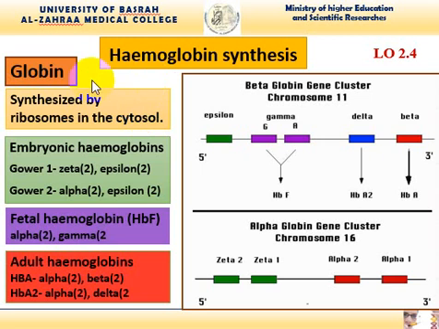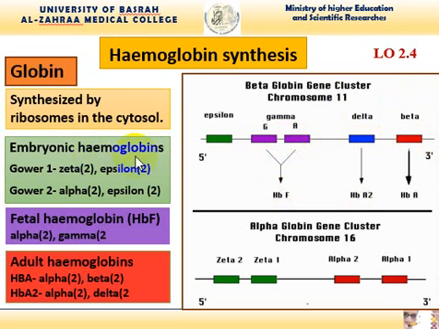Regarding globin synthesis, globin is synthesized by the ribosomes in the cytosol. There are two genes located on chromosome 16 responsible for encoding the alpha chain, while the other 4 genes are located on chromosome 11 and are responsible for the encoding: one gene for the beta chain, one gene for the delta chain, and 2 genes for the gamma chain.